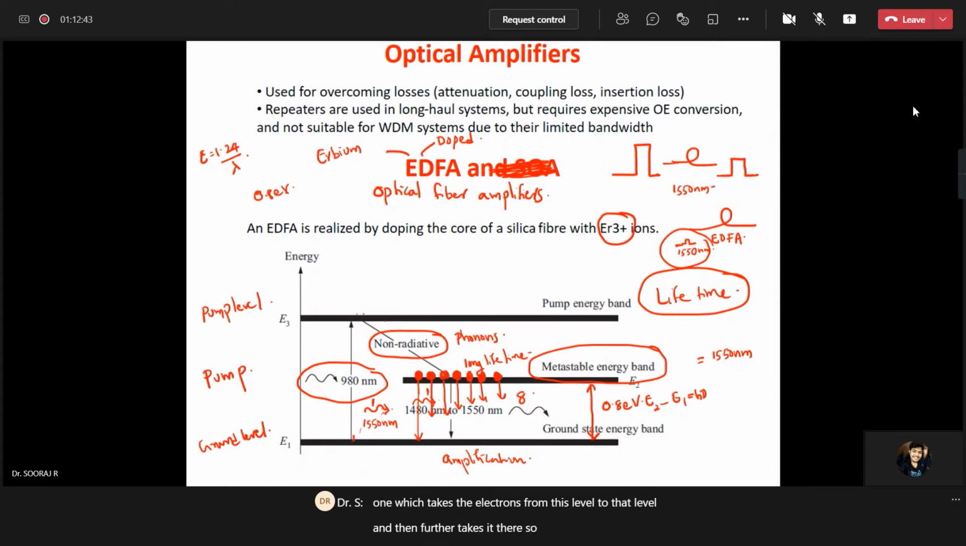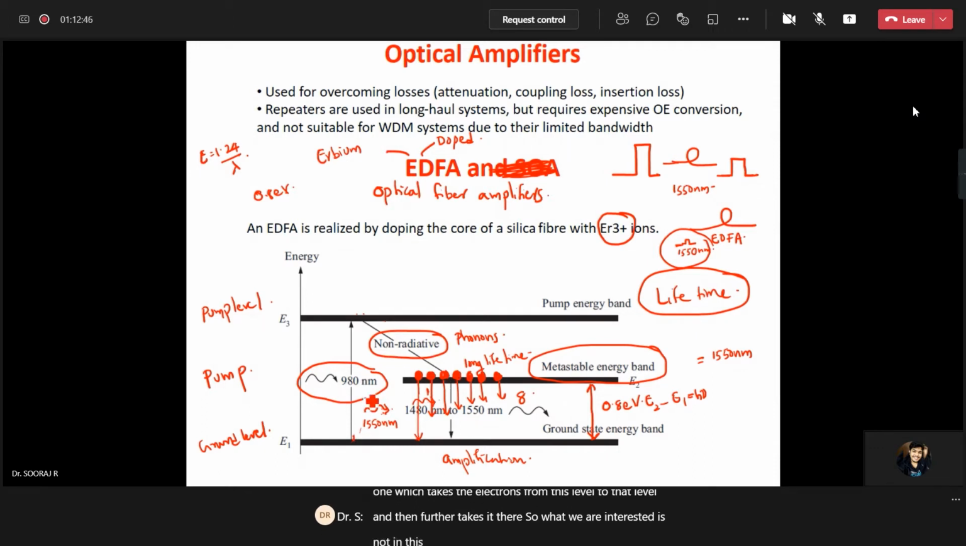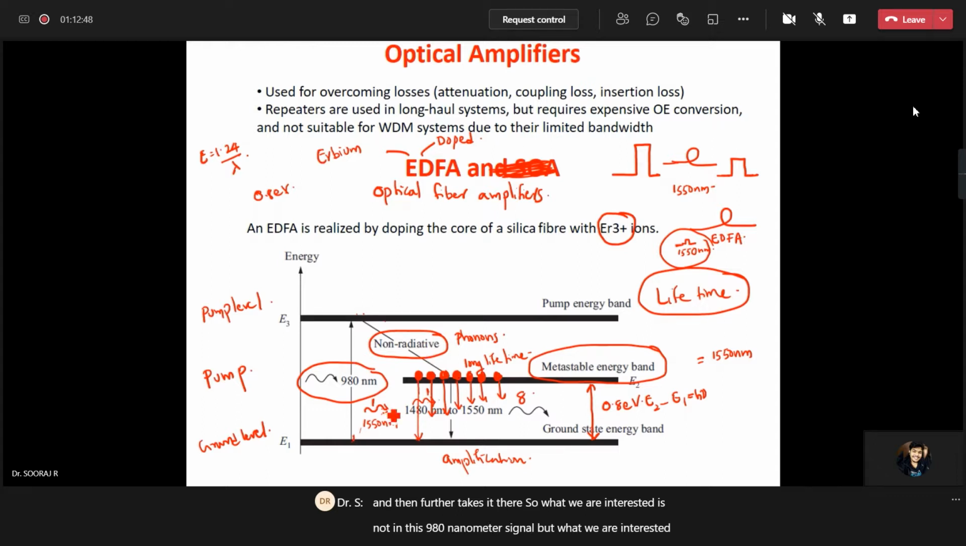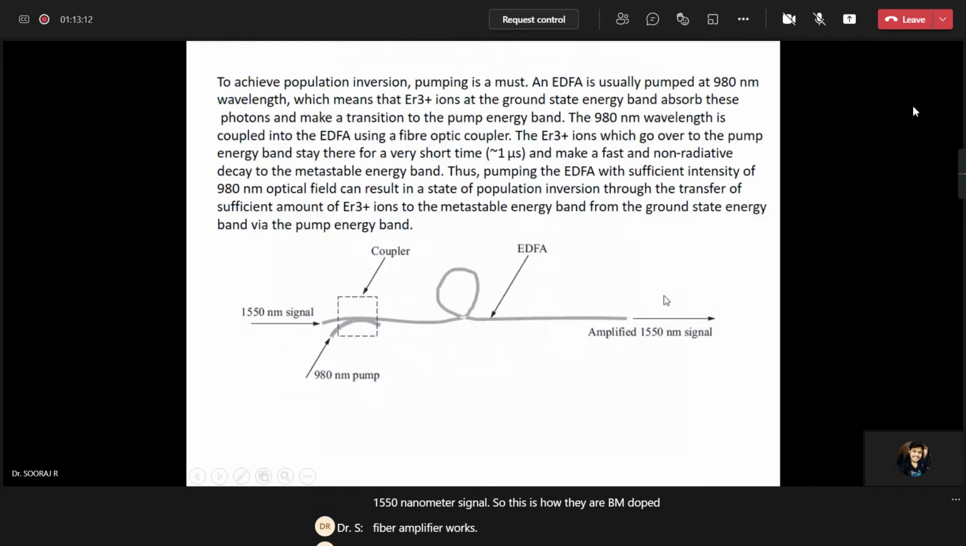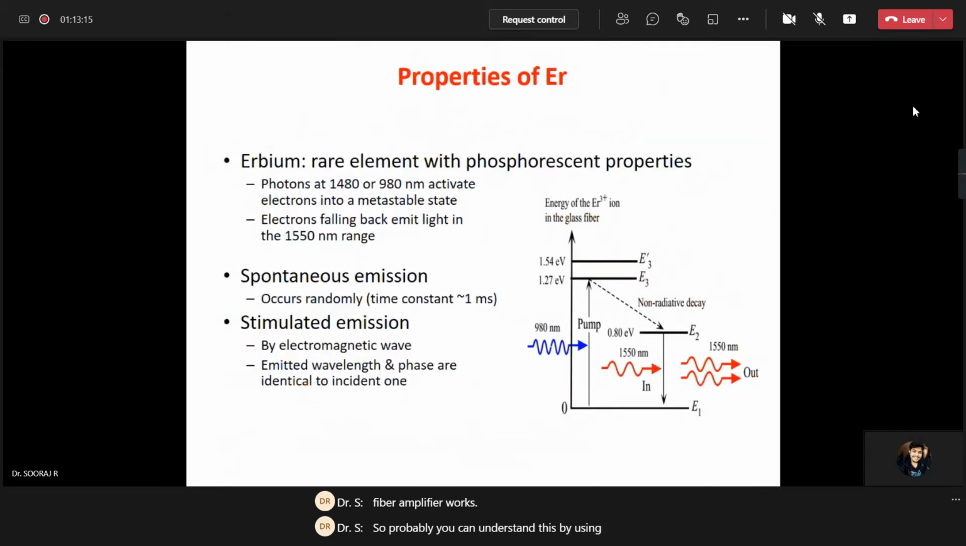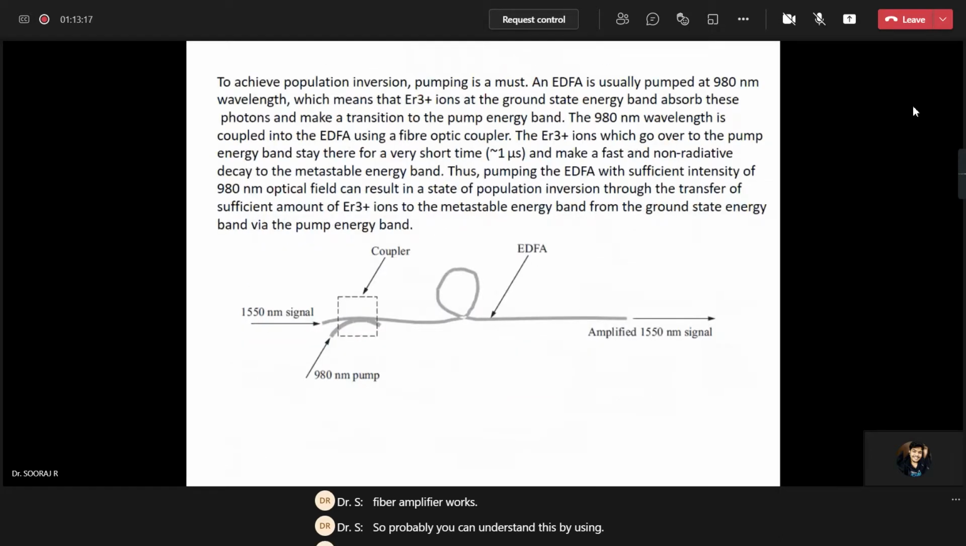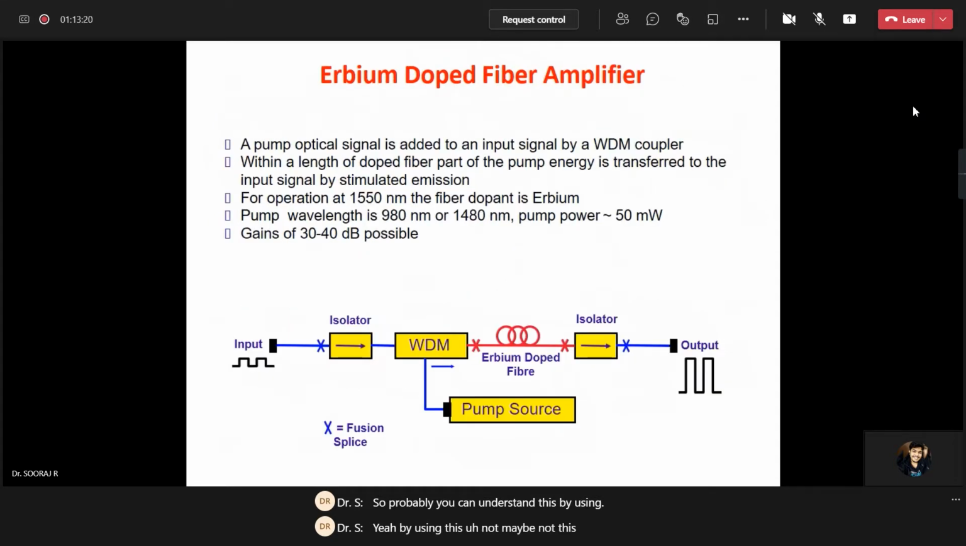What we are interested in is not this 980 nanometer signal, but this information signal. As a communication engineer, you are always interested in the information signal. You want to amplify that. So by using this pump signal, which has a larger energy, you are able to amplify this weak 1550 nanometer signal. This is how the erbium doped fiber amplifier works. Probably you can understand this by using this block diagram.